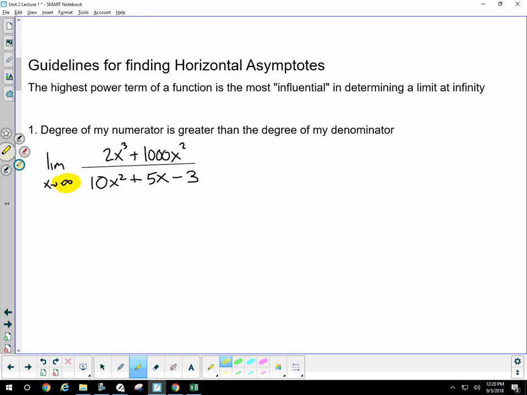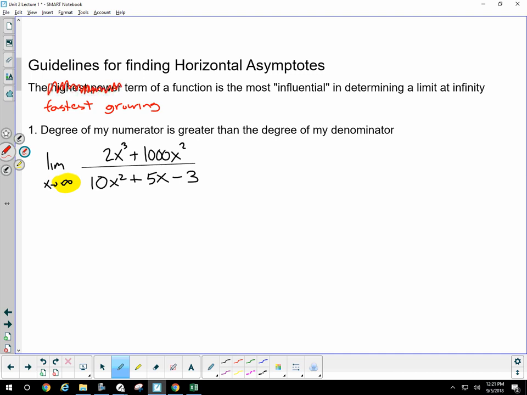Now, it's tough for us to understand large values. We think of a billion as being a large number. That's not a large number. 1 followed by a billion zeros. That's a large number. That's what we need to start thinking about. And what I'm going to tell you is that, and it's not really the highest powered term, I'm going to say the fastest growing term. The fastest growing term of a function is the most influential when we're plugging in these large values.